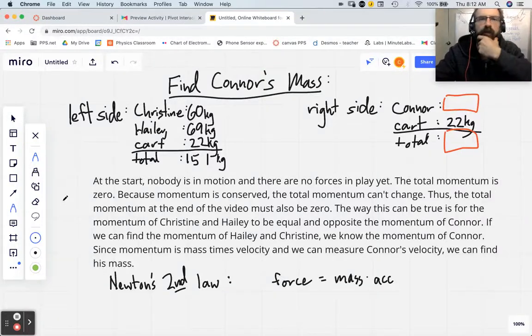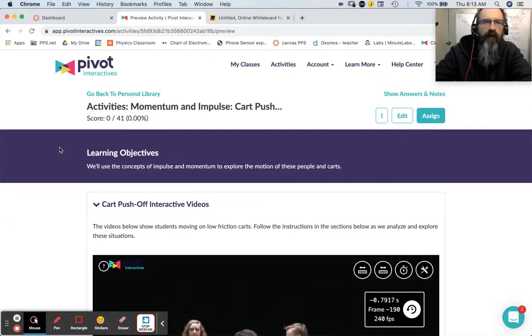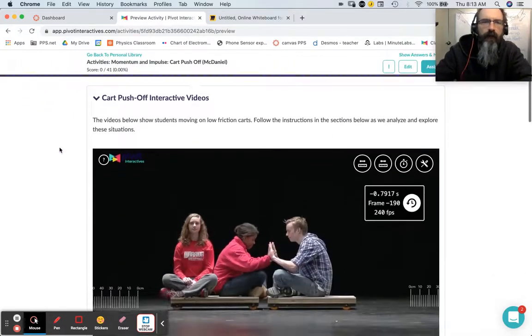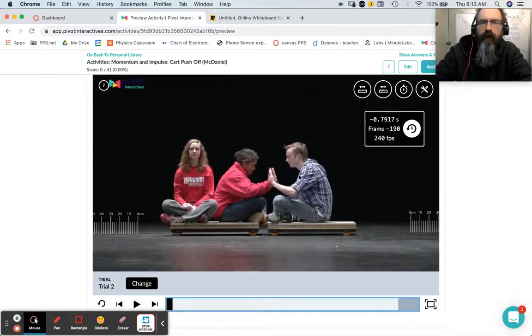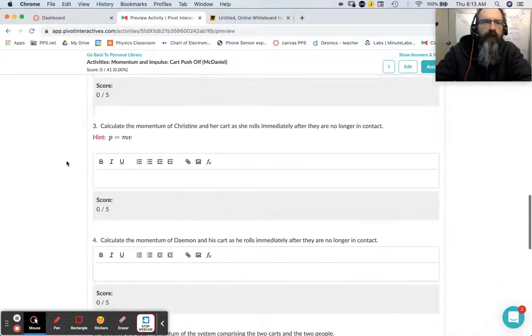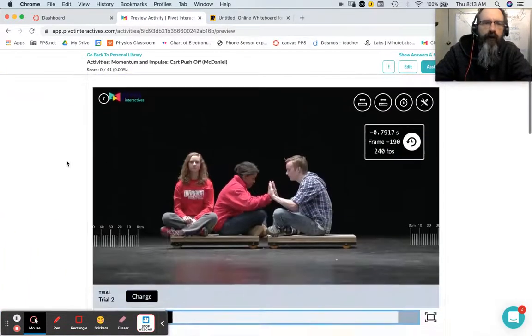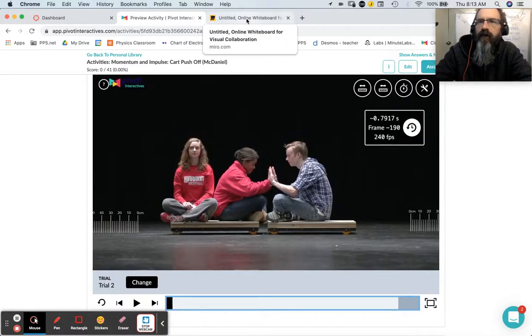Okay, so we wanted to figure out what was going on in trial 2 of the pivot activity. Trial 2, remember, was try to find Connor's mass. We're going to have Connor and Christine pushing off each other. How can we use this information to find Connor's mass? Where is it? There it is. So I really only need to stay on the video here.